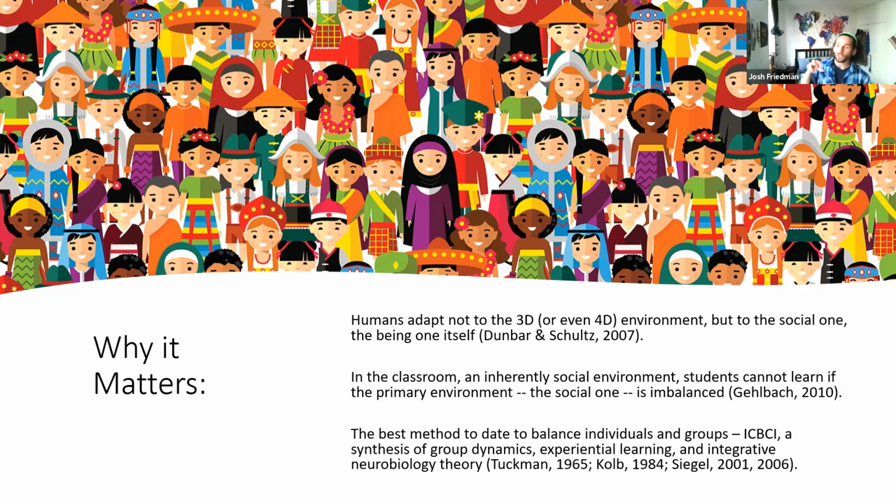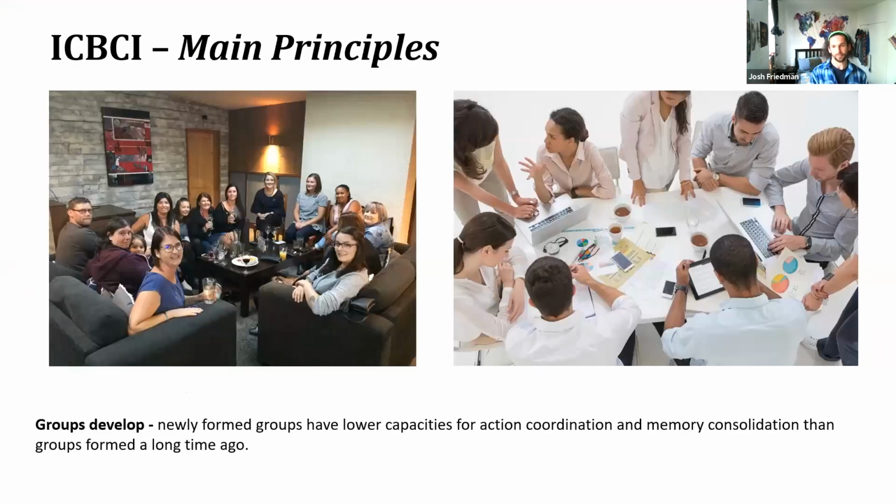In the classroom, an inherently social environment, students can't learn if that primary environment, the social one, is imbalanced. Try to engage in a task when the social environment around you is disruptive or chaotic or wants your attention. It's impossible, right? I would argue that the best method to date to balance individuals and groups in this social environment is a synthesis of group dynamics, experiential learning, and what's called integrative neurobiology theory. And that comes from Dan Siegel, as I mentioned earlier. Again, we'll briefly touch on these. You cannot engage in that task if the social environment is not supporting it.